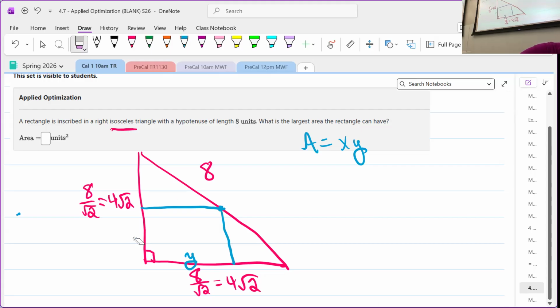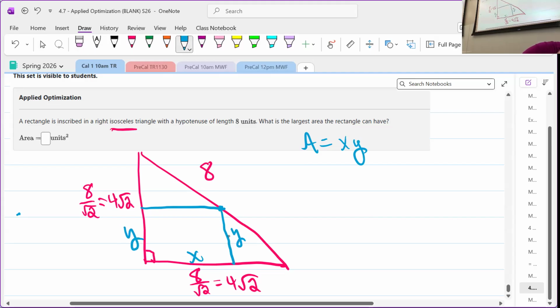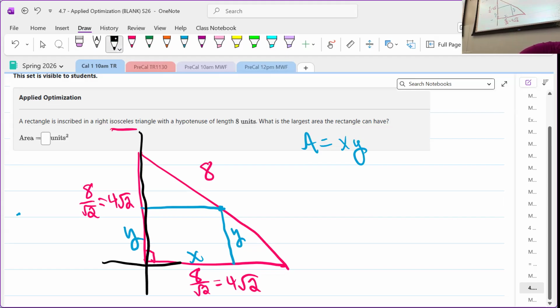Hold on. Let's make it X and Y this way. So it's like X is horizontal, Y is vertical. Because I think the way you actually relate it is, I'm going to put in the X and the Y axis. I can actually come up with the equation of that hypotenuse in terms of X and Y. And that actually gives me a formula that relates X and Y.